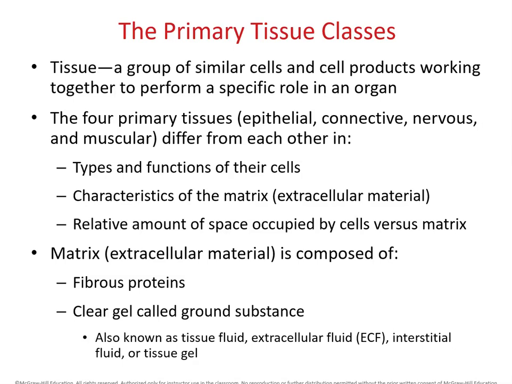The extracellular material, or extracellular matrix, is the thing that surrounds the cells. It's generally composed of two different things. The first is proteins that are long, stretchy, fibrous proteins. And between those proteins, a clear gel. And that clear gel can also be called tissue fluid or extracellular fluid or interstitial fluid or tissue gel. My favorite term, the one that I'll use most often, is extracellular fluid, but there are several synonyms for that for you to be aware of.